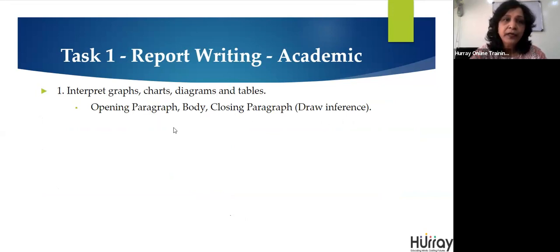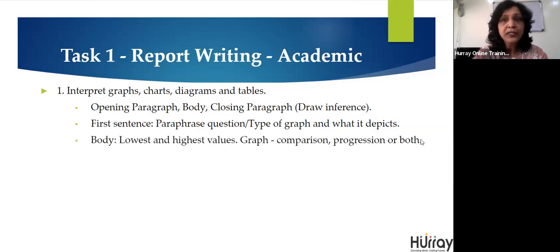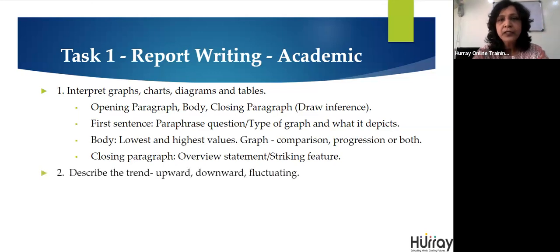So in the opening paragraph, you can start off with paraphrasing the question. You type what type of graph it is, and what it depicts, what is it saying. Then in the body paragraph, leave a line space between all paragraphs. In the body paragraph, start with the lowest and the highest values. Then you compare and contrast the in-between values, give the progression of both. In the closing paragraph, you can start the sentence with overall, comma, and give one striking feature about the diagram. Describe the trend.